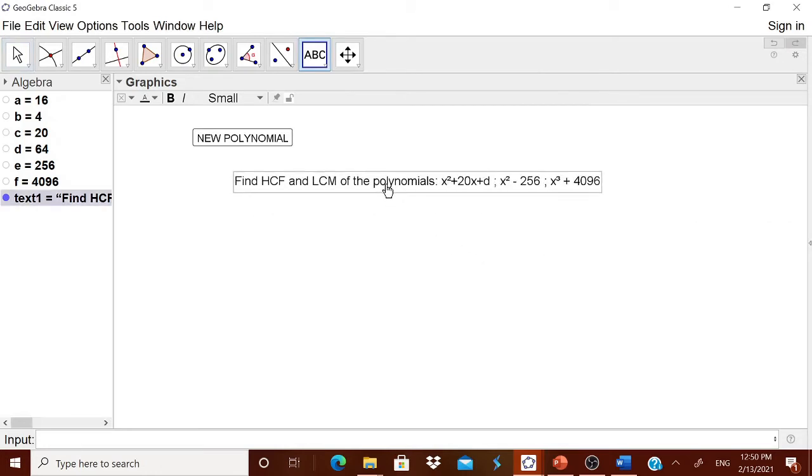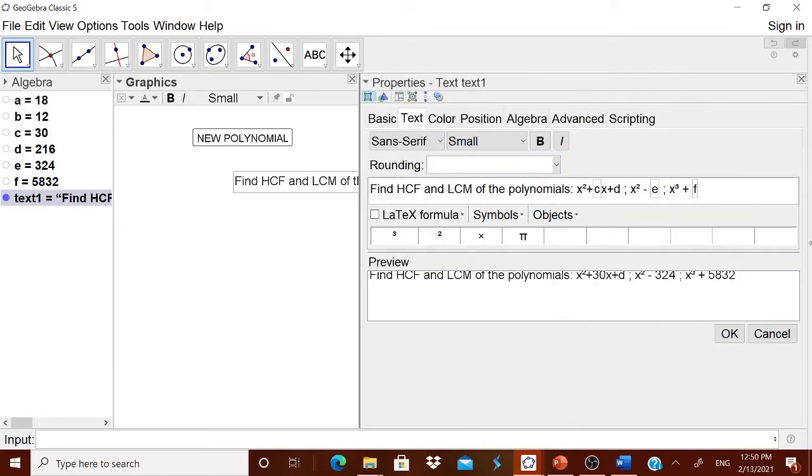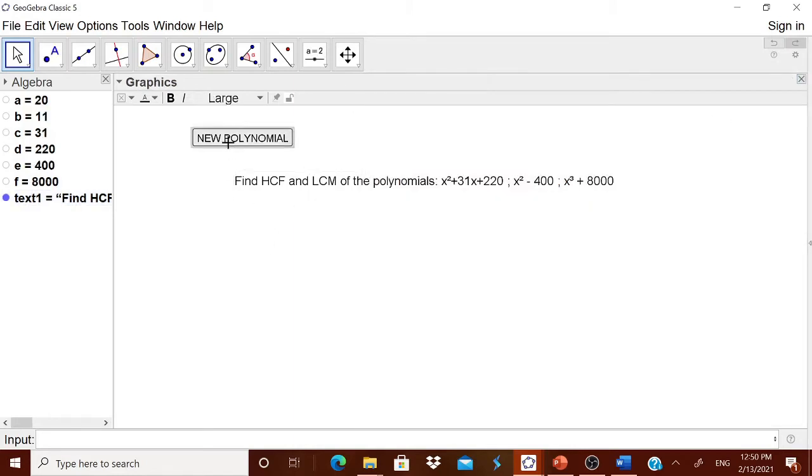Now I think the child can get the question now. This question will change when I click it. You see, it's going on changing. Actually, I think there is a mistake. Sorry, I think this should be object D. Okay, now I got it. Okay, new polynomial, you see, now new is coming.